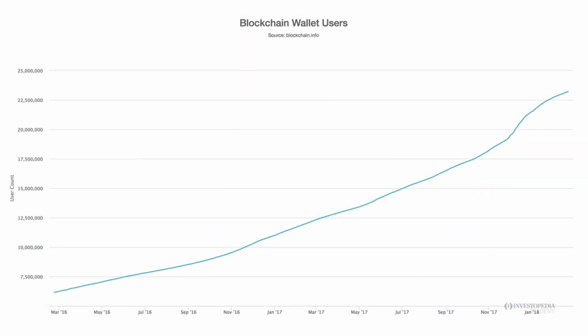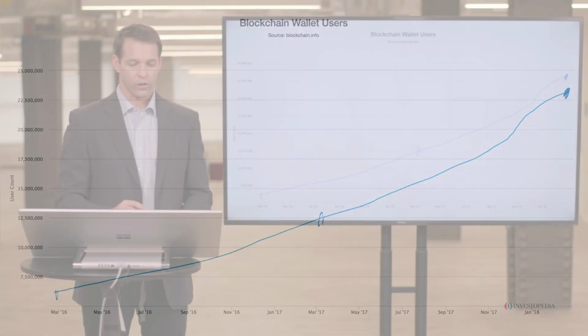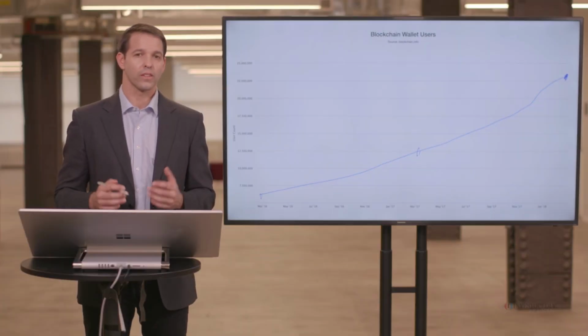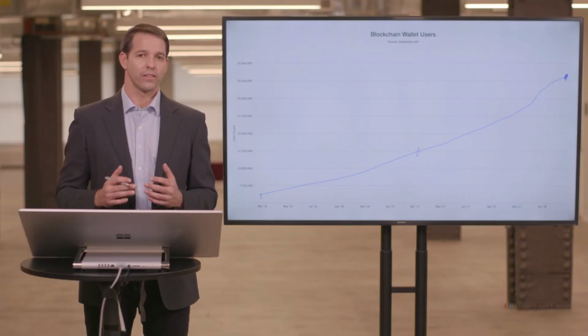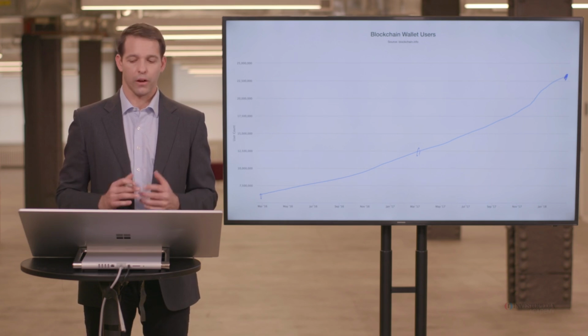Next, blockchain wallet users. Now this is something that's shown very healthy growth in the Bitcoin world. In fact, it's growing exponentially. Just about every year, the number of blockchain wallet users doubles. In March 2016, we were sitting at about 3.5 million. A year later, in March 2017, it had grown to 12.5 million, and then it doubled again to now in March 2018. So it's important to see that people are joining these networks to determine whether or not it's healthy.